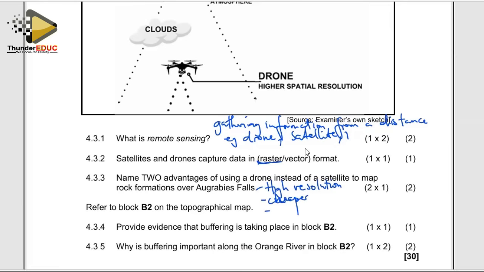And also, if you look at the effect of clouds, it's minimal. If you look at satellite images, sometimes they're affected by the clouds. They give us cloudy images which are not visible. So with the drone, it can effectively focus on the area directly without any obstruction or cloud cover. So it's less affected by clouds or some obstructions. So it gives us an advantage. Right.